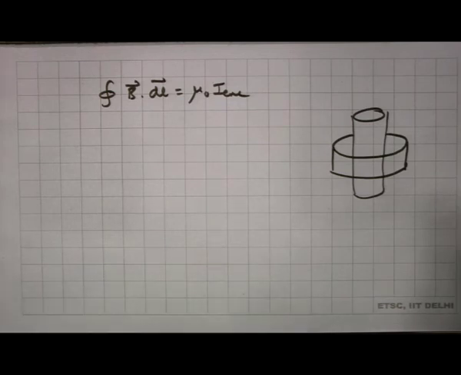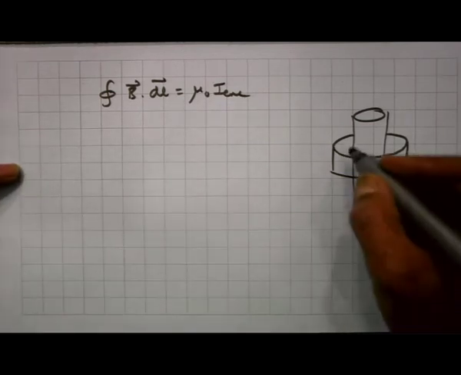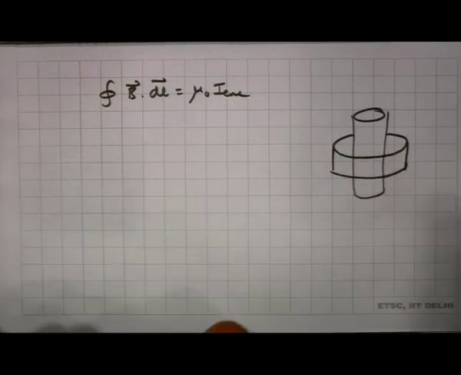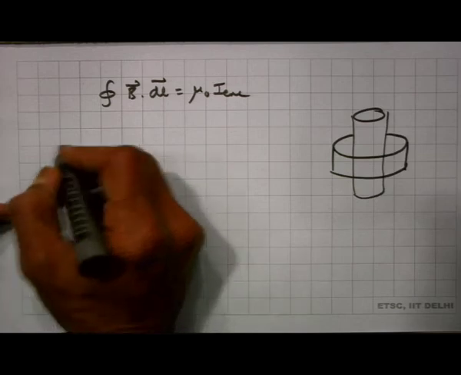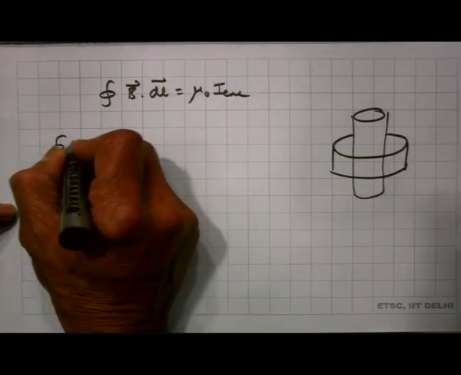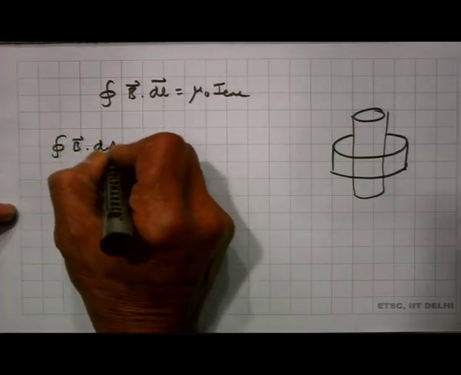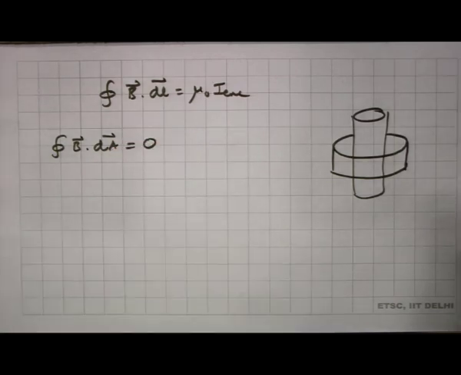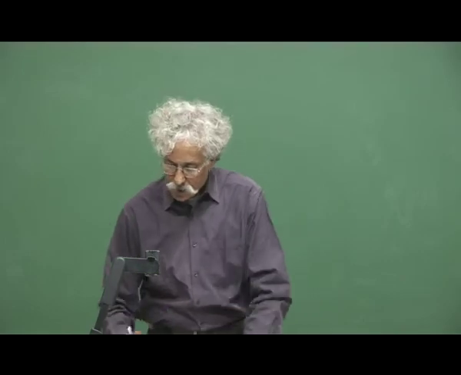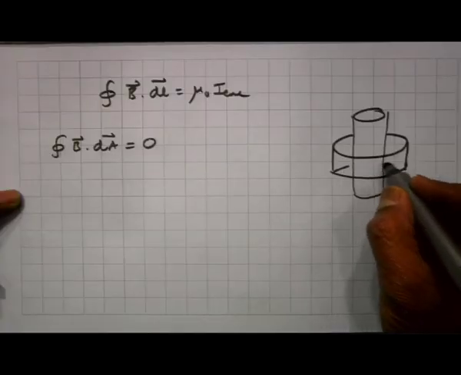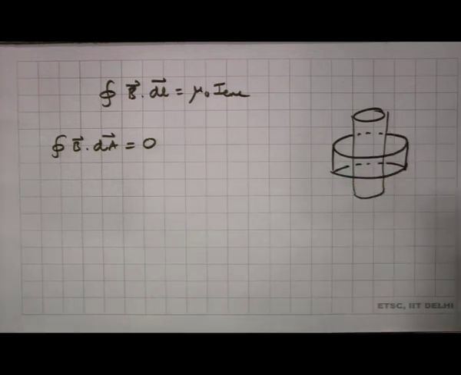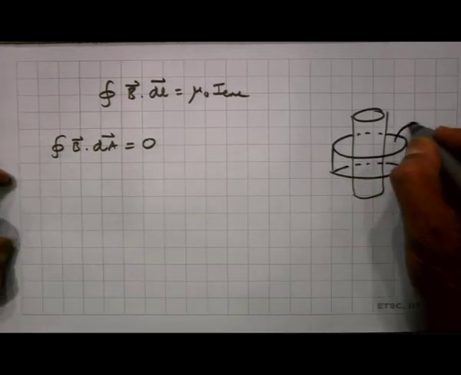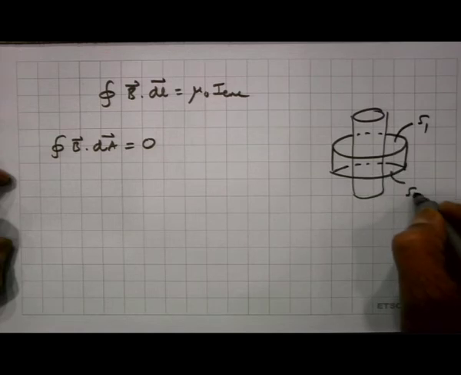So, let me take a surface like this. This is the top surface. This surface cuts through; this is a closed surface, and I know the magnetic field satisfies this equation. Gauss's law for magnetic fields is the integral of B dot dA equal to 0. Now, this is my lower surface here and the upper surface is here. Let me call this S1 and this S2.